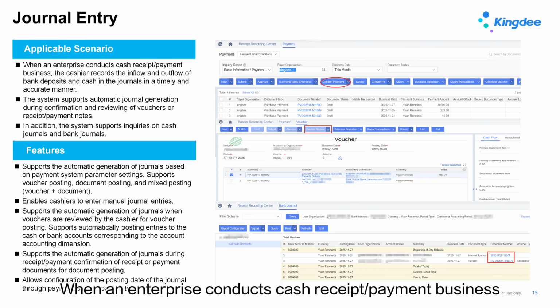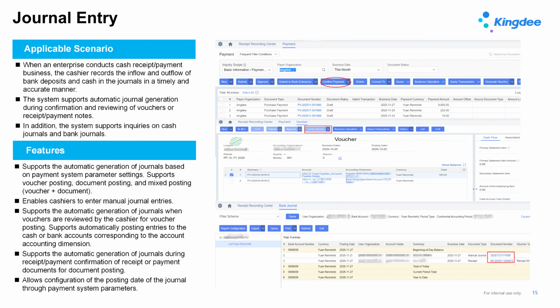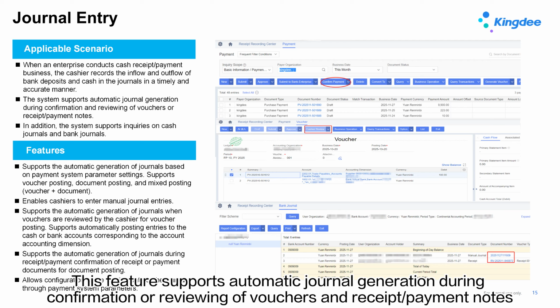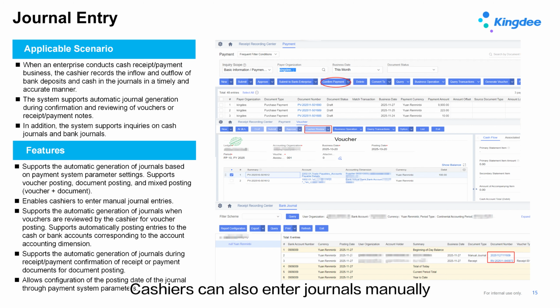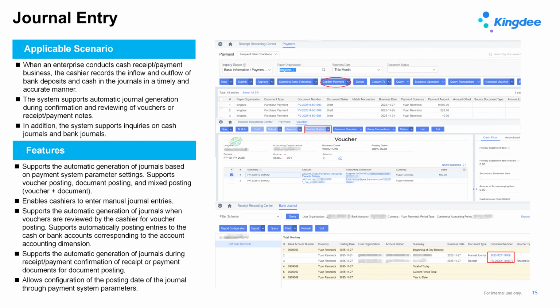Now, let's talk about journal entry. When an enterprise conducts cash receipt and payment business, the cashier records the inflow and outflow of bank deposits and cash in the journal in a timely and accurate manner. This feature supports automatic journal generation during confirmation or reviewing of vouchers and receipt payment notes. Cashiers can also enter journals manually. The posting date of the journal can be set through the cashier system parameters.